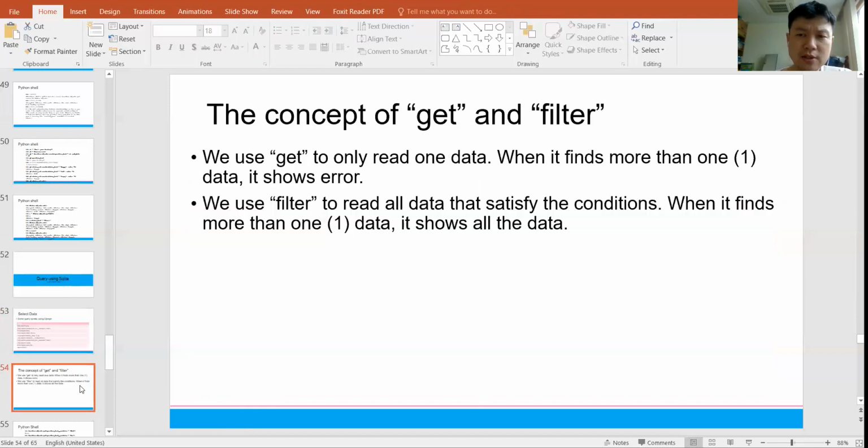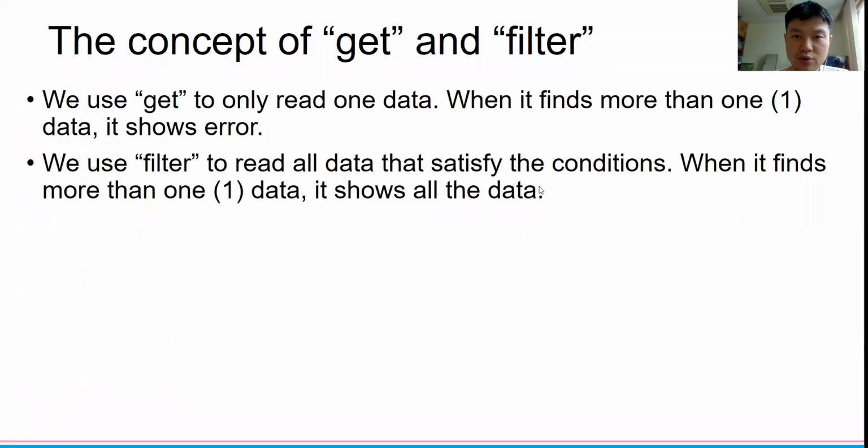So first, let's deal with the concept of get and filter. This is important when you try to access your data. When we use get, it only reads one data. When you use get, it's only to find one data. So when it finds more than one data, it's just an error. Okay. So we will see that.